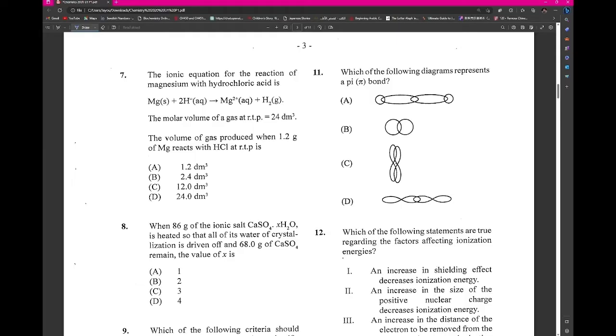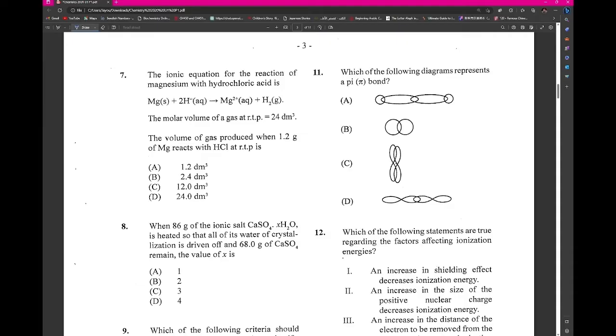So if 12 grams, we're looking at 1 mole of it, right? And we're looking at the grams per mole here. In 1 mole of magnesium, there is 12 grams. In 1 Avogadro's number of magnesium, there's 12 grams.